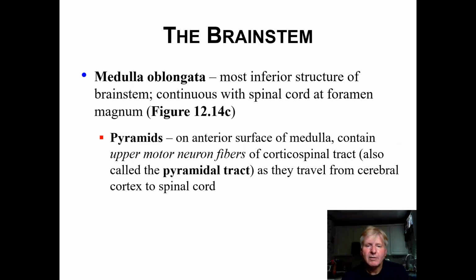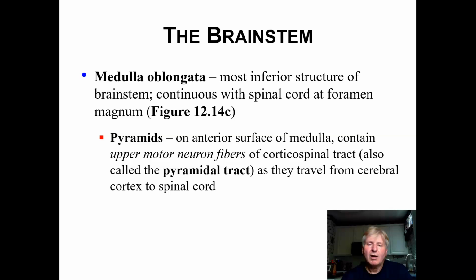Medulla oblongata, the inferior part of the brainstem, continues with the spinal cord at the foramen magnum. You know you've reached the spinal cord when you go past the foramen magnum. The pyramids look like triangular pyramids. So they're on the anterior or ventral surface of the medulla. They contain upper motor neuron fibers of the corticospinal tracts, also called the pyramidal tracts, as they travel on their way from the cerebral cortex onto the spinal cord.